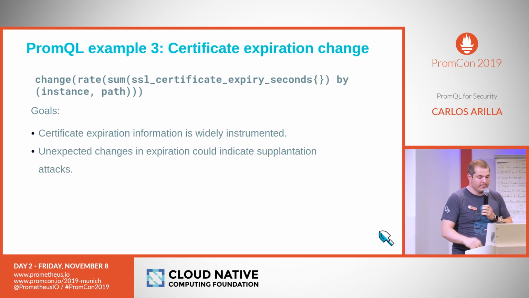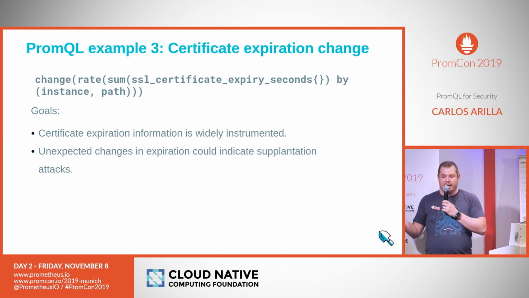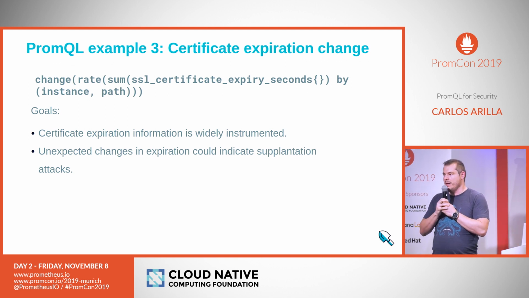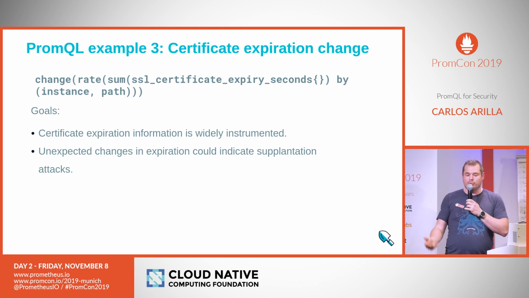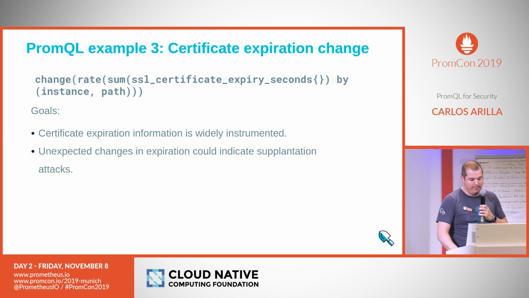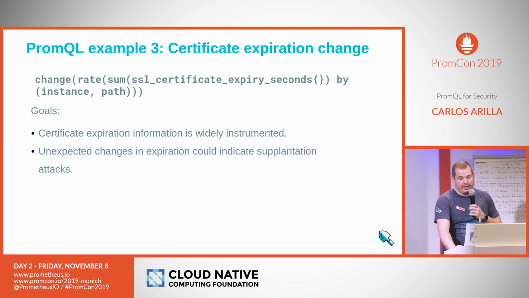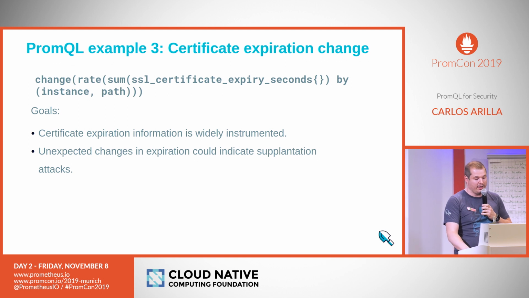You can extrapolate this to different languages or libraries, and you can instrument your own versions to have that information at hand. Another example can be a change in the expiration date of a certificate. Maybe that can give you information about someone that is trying to put themselves in the middle of your connections and make a man-in-the-middle attack. So unexpected changes can make you suspect an attack.